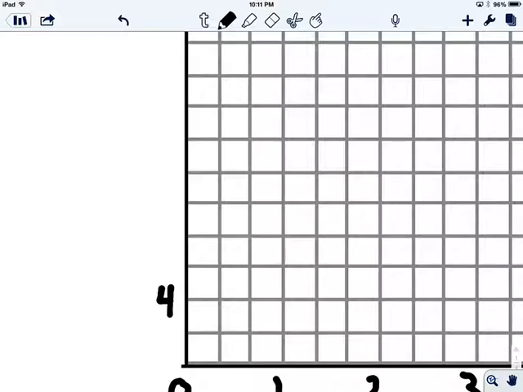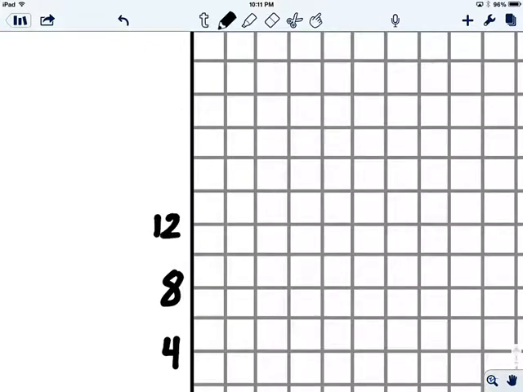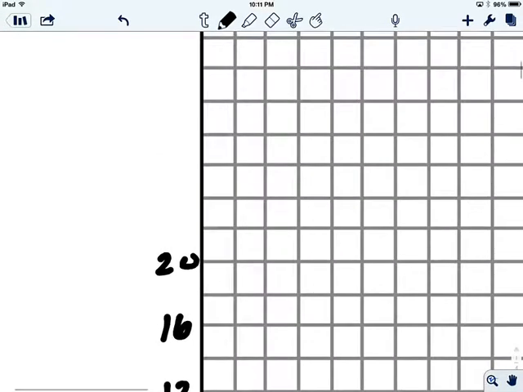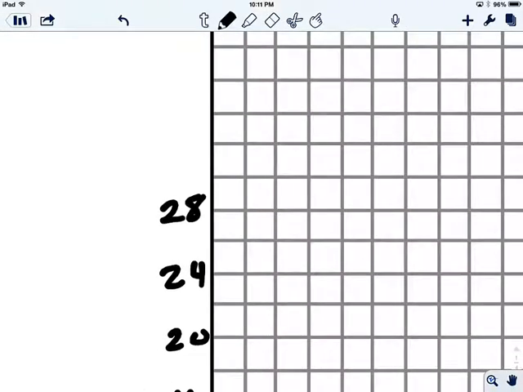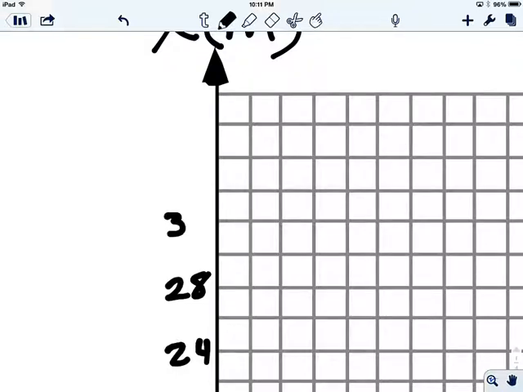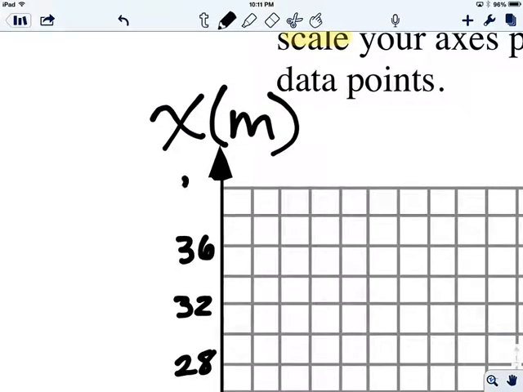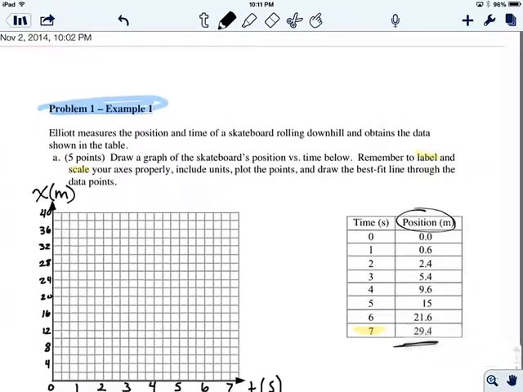So I'm going to go 4, 8. Now notice it's the same thing as going 2, 4, 6, 8. I'm just leaving every other one out. Okay. So I'm going to go 4, 8, 12, 16, 20, 24, 28, 32, 36, and the very top is going to be 40. All right, great. So that's the stuff that I highlighted.